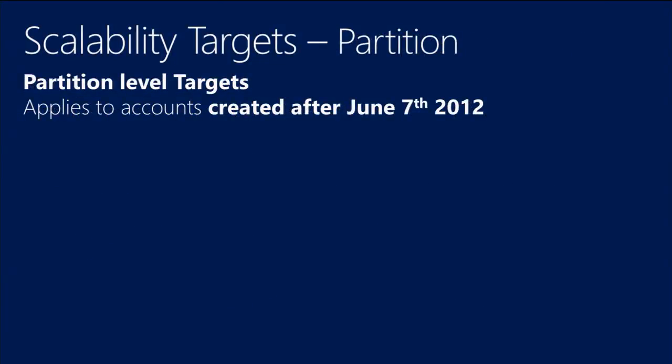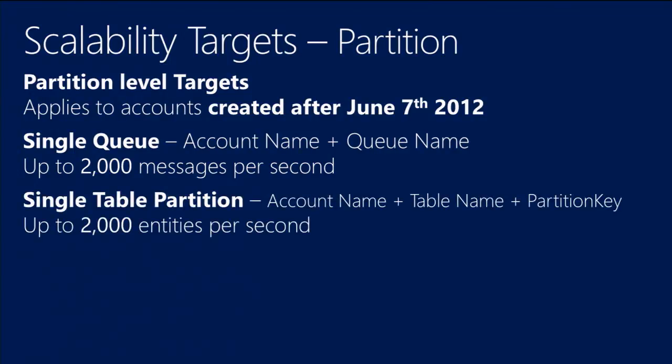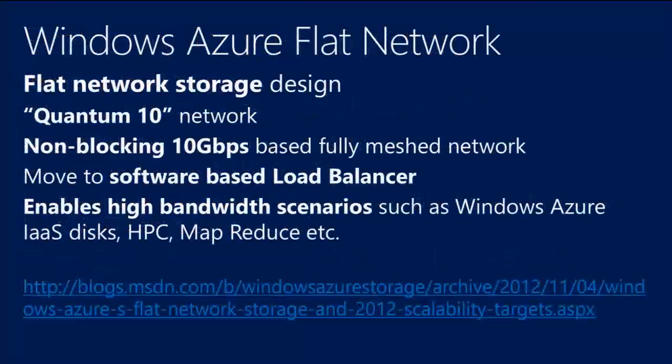So the next level is the partition level. So again, same thing for the accounts after June 7th. A single queue can provide 2,000 messages a second. A single table partition, which essentially means all the entities with the same partition key, is 2,000 entities per second. And then a single blob is 60 megabytes a second. Again, these are targets because this is the behavior of the backend is to automatically try to load balance to meet these targets. So you may get some performance above this, and then it'll scale out depending on the multi-tenant, what's going on the server, essentially.